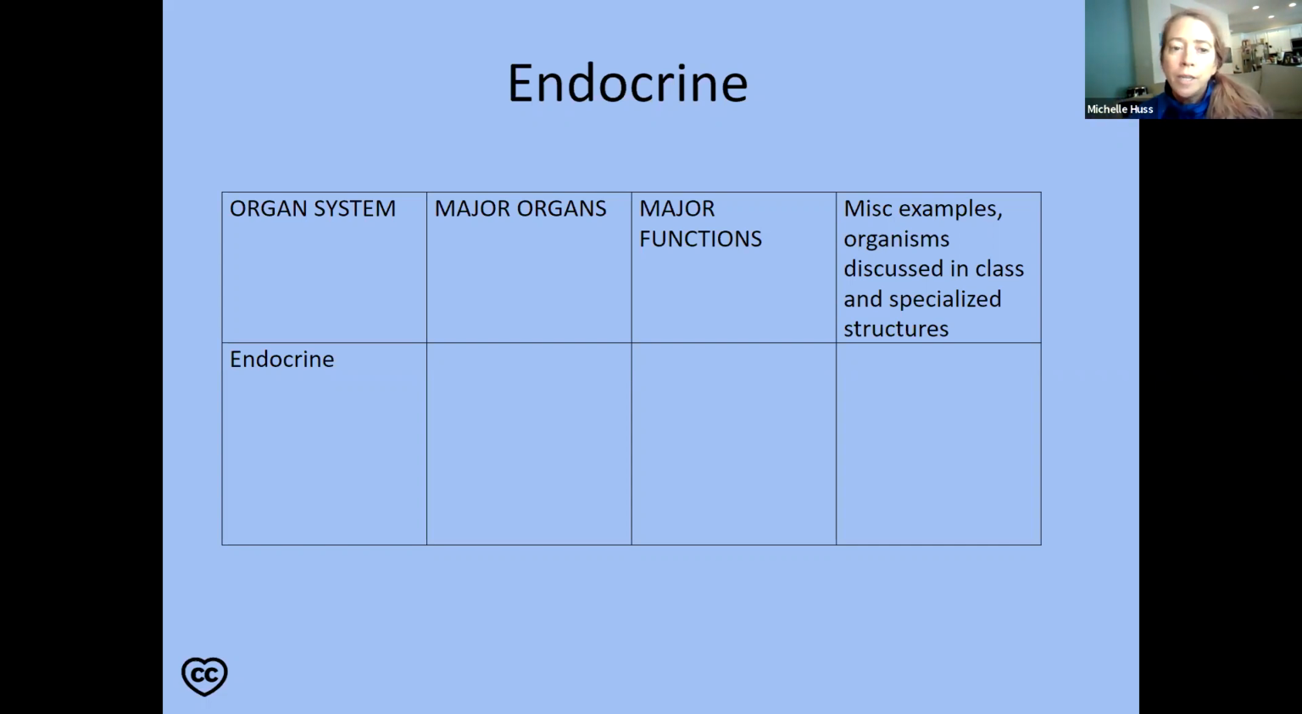Okay. Major organs, you can put in a couple glands if you want. Well, endocrine, you could say thyroid gland, pituitary gland, your pancreas. What else? Your heart, even. Believe it or not, your heart produces hormones, but I wouldn't put heart in there. Those glands are some good ideas for endocrine.